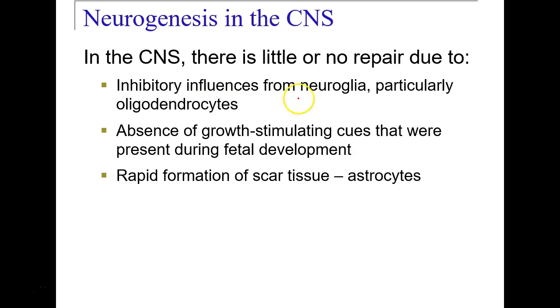Okay, so we have inhibitory influences from the neuroglia like astrocytes, and particularly the oligodendrocytes. So those oligodendrocytes creating that myelin sheath are not allowing for continual regeneration of an axon. Okay, absence of growth stimulating cues. So during fetal development, we are constantly growing the central nervous system, but as adults, we have what we're supposed to have. And again, rapid formation of scar tissue from astrocytes.